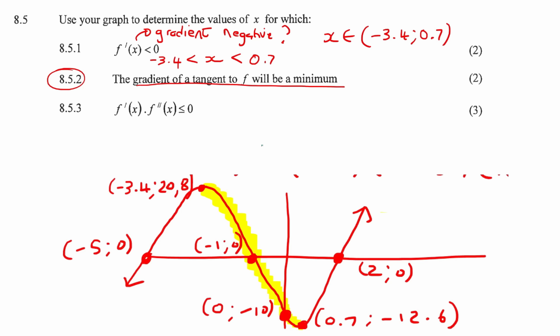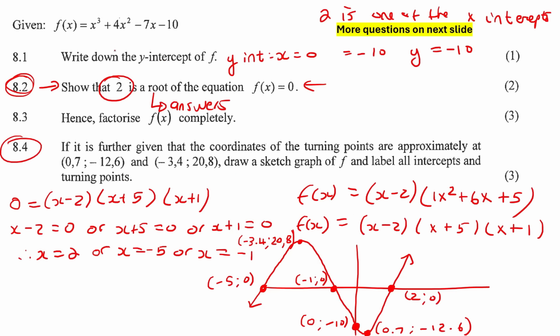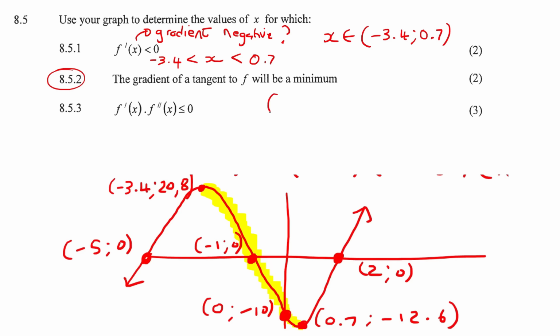So the minimum tangent, or the gradient of the tangent where it will be a minimum, would be at the inflection point. So we need to go find the inflection point. Now, to find the inflection point, we need the original equation, which was f of x equals x cubed plus 4x squared minus 7x minus 10.